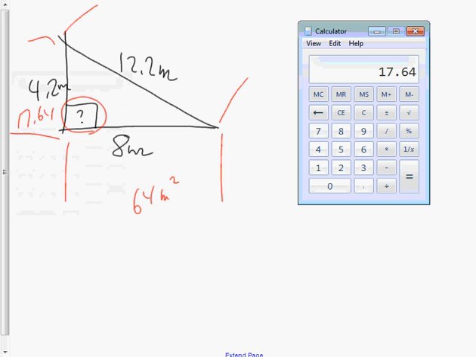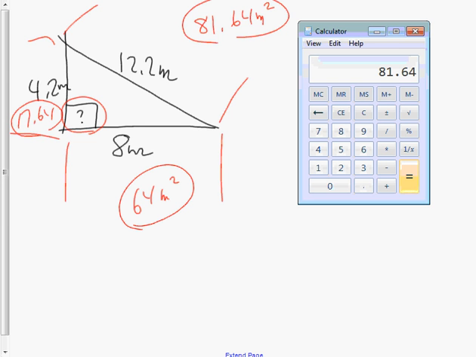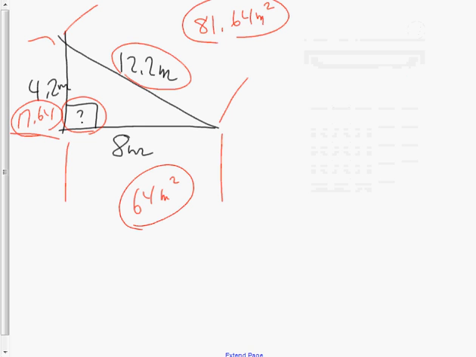Add that to my 64, and this one should be 81.64 meters squared if it's a right triangle, because the area of this square plus the area of this square must equal the area of this square, which means it must be 81.64. And since it says the side length is 12.2, I know that 12 squared is 144. So it's not possible that 12.2 squared is 81.64. So therefore, no, it can't be a right triangle. Because if it was, this would be 149 or 150-ish, something like that. Okay.